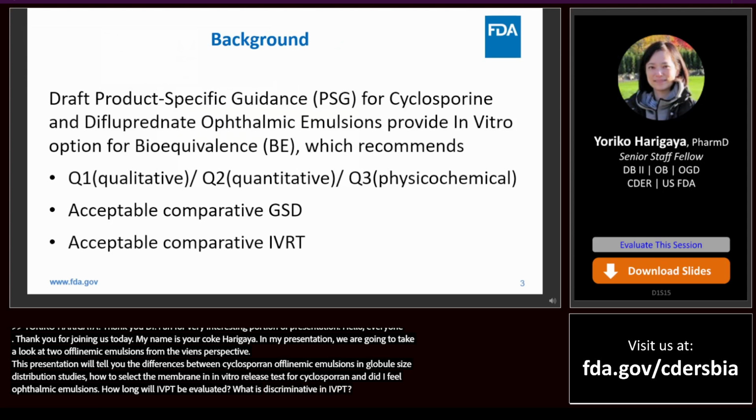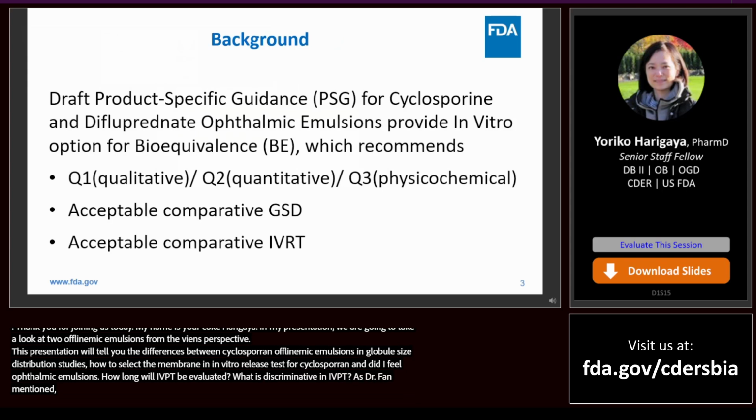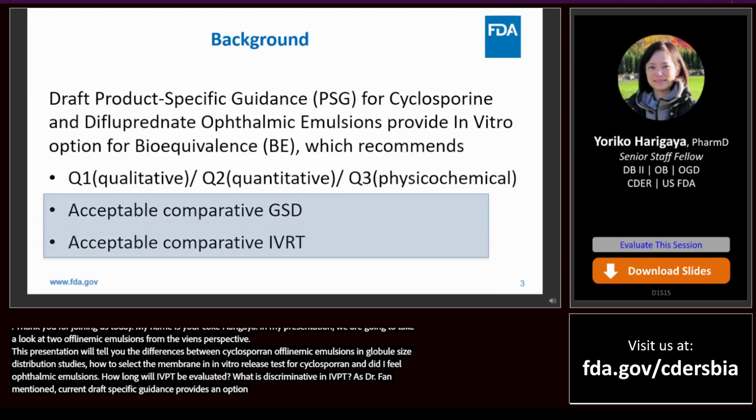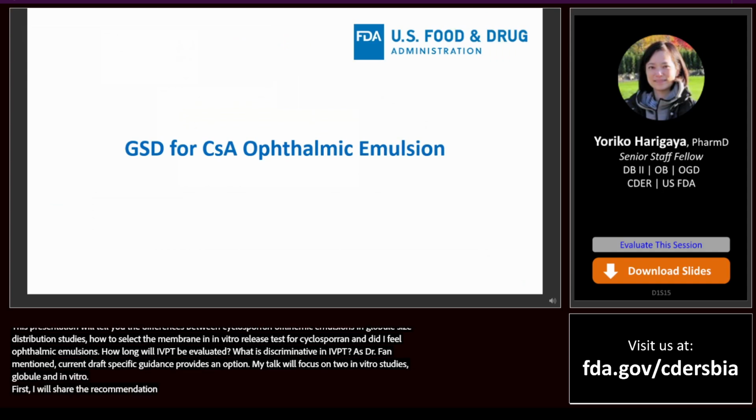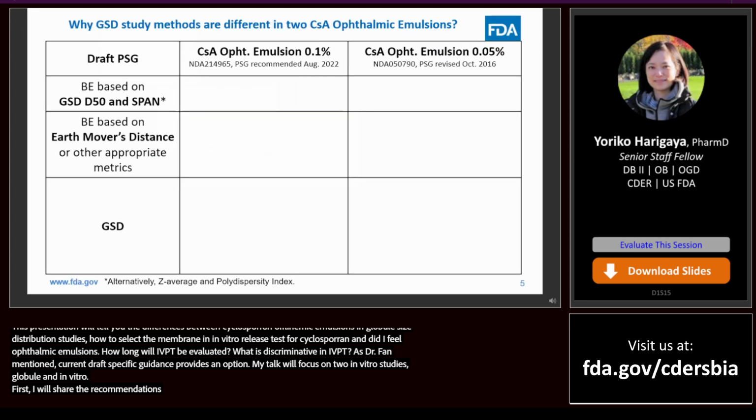As Dr. Fan mentioned, the current draft product-specific guidance provides an option of in vitro studies for cyclosporine and difluprednate ophthalmic emulsions. My talk will focus on two in vitro studies, globule size distribution and in vitro release test. First, I will share the recommendations on cyclosporine ophthalmic emulsion for globule size distribution studies. Why are the globule size distribution studies recommended in PSGs different for two cyclosporine ophthalmic emulsions?